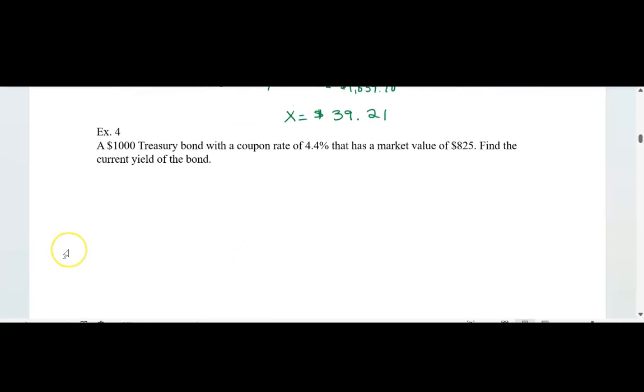Same with this one. So let's talk about what we have. We have a $1,000 treasury bond. Now that's the face value. That's what you paid for that. We have the coupon rate of 4.4%. So to find the annual interest payment, see this one, we have different things we're trying to find.